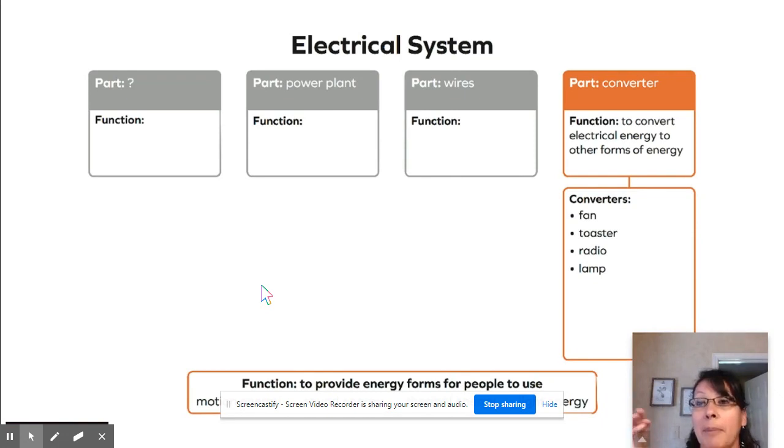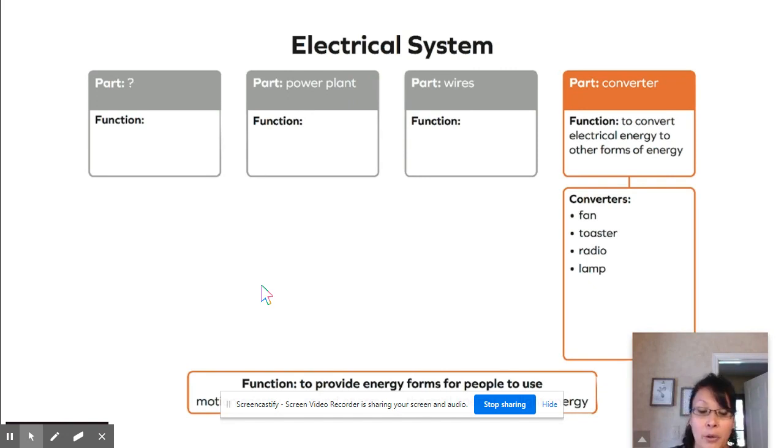So the part we talked about was the converter. The function of the converter is to convert electrical energy to other forms of energy. Again, electrical devices can be called converters because their function is to convert or change electrical energy to another form. And then their converters could be fan, toaster, radio, and lamp. The function of the electrical system is to provide energy forms for us to use.